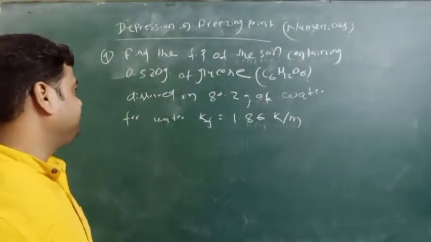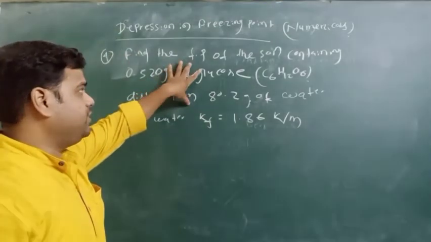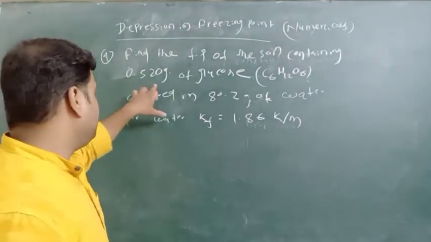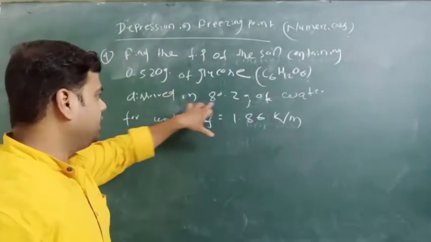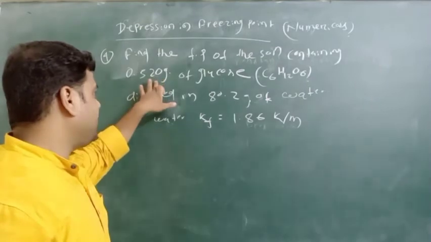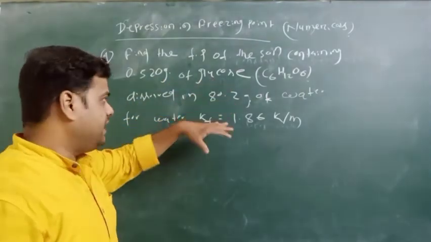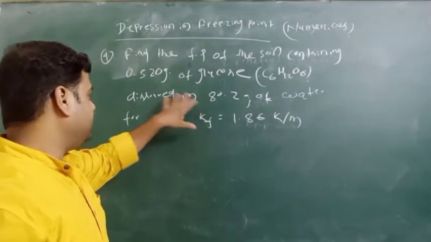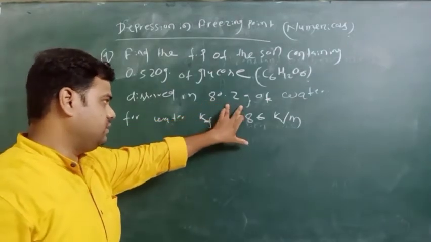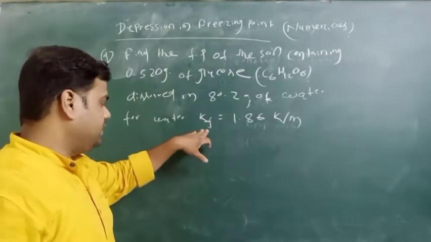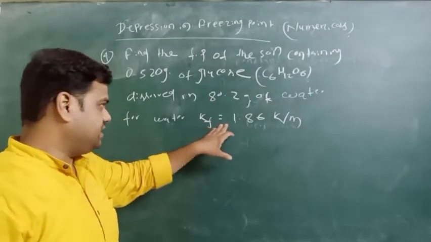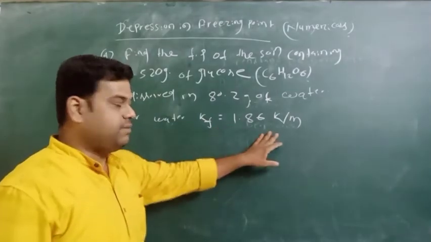Okay, in this question we have to calculate the freezing point of the solution, which means we have to calculate del Tf, for the solution containing 0.52 grams of glucose dissolved in 80.2 grams of water. Here the glucose is the solute and the solvent is the water. And its cryoscopic constant, the molar depression constant, is given as 1.86 Kelvin per mole.